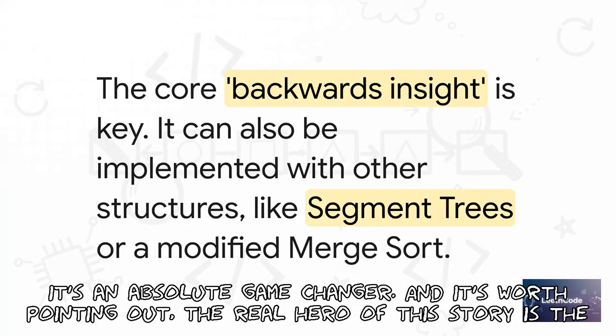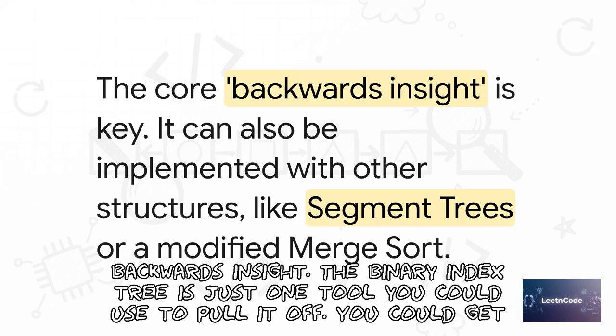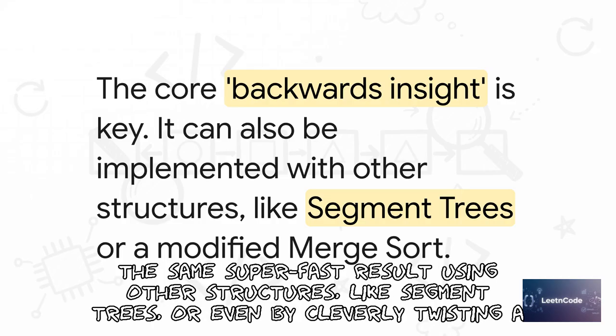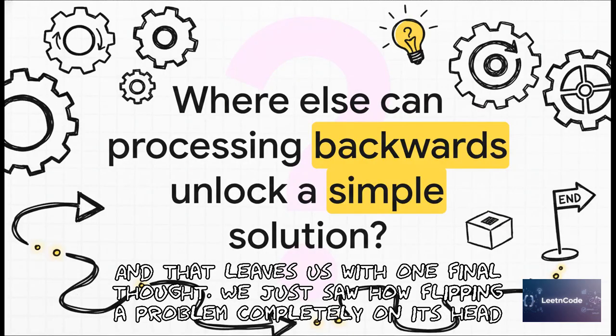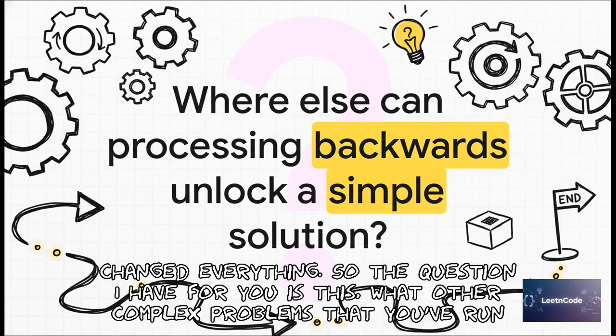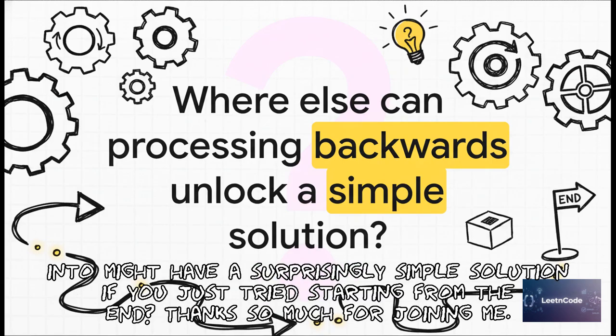And it's worth pointing out, the real hero of this story is the backwards insight. The binary index tree is just one tool you could use to pull it off. You could get the same super fast result using other structures, like segment trees, or even by cleverly twisting a merge sort algorithm. The big idea is always more important than the specific tool you use. And that leaves us with one final thought. We just saw how flipping a problem completely on its head changed everything. So the question I have for you is this. What other complex problems that you've run into might have a surprisingly simple solution if you just tried starting from the end?